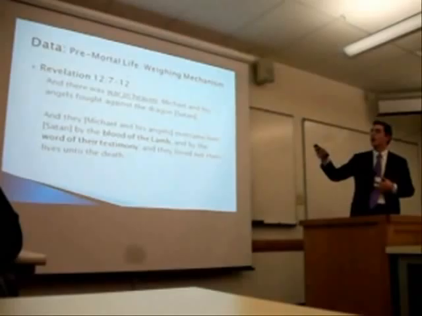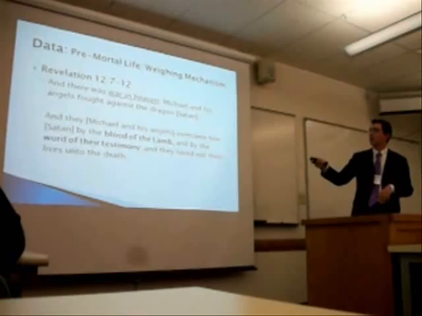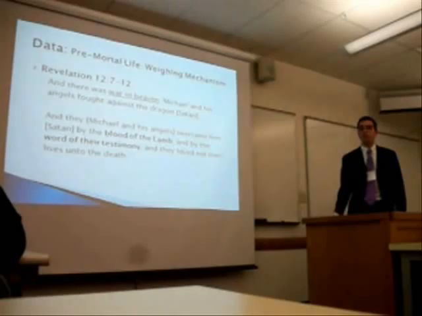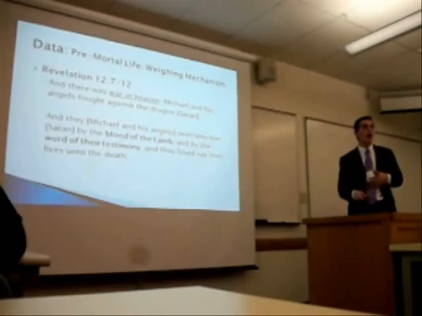Here in Revelation 12, we see that John is talking about the war in heaven. And he sees Michael and his angels overcame Satan by the blood of the Lamb and by the word of their testimony. Here we see that these individuals are accessing the atonement as well as testifying. And these two elements are what create our place in the Book of Life.